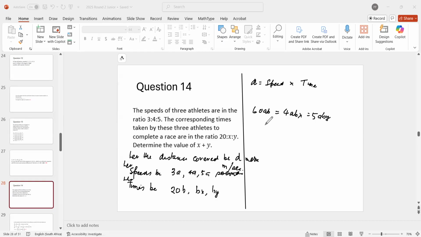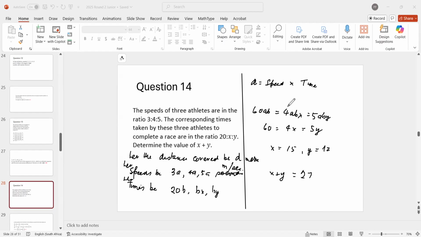Okay, the A and B cancelled. So you have 60 is equal to 4x is equal to 5y. And if you cancel the A's, now that tells you what x is. 4x is 60, so x must be 15, and y will have to be 12. 5y is equal to 60, so y must be equal to 12, and that gives you x plus y straight away. It's 27. So that's the answer.